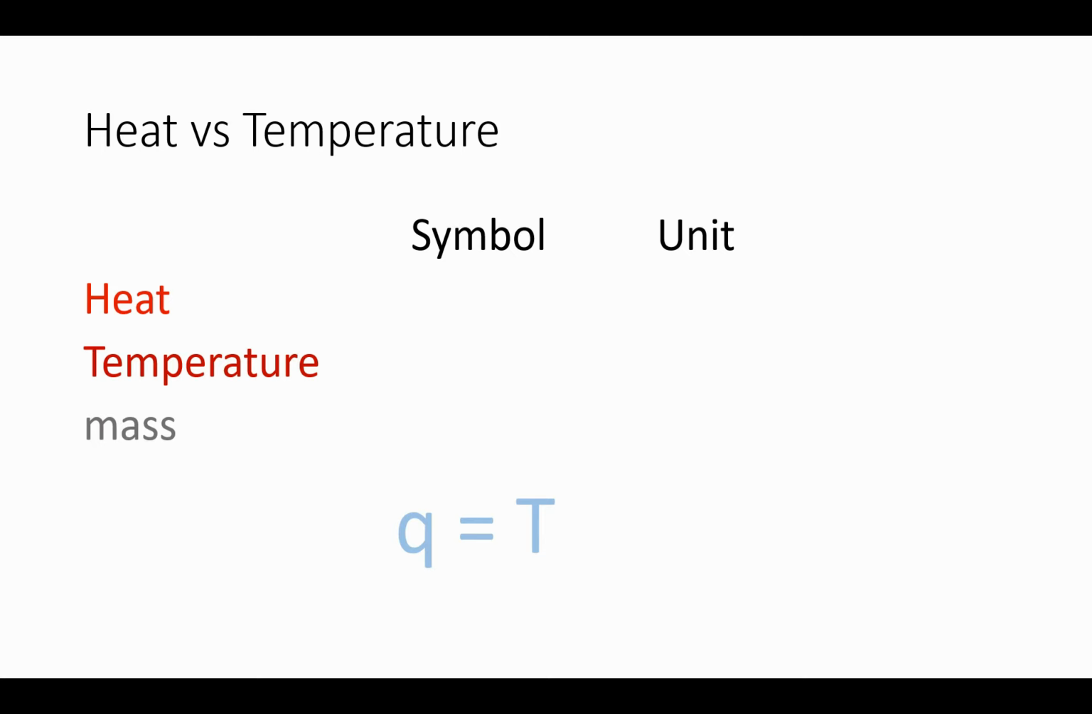Okay, let's see if you got them right. So the symbol for heat is Q, oddly enough. You might wonder why they didn't use H. That'll show up a little bit later in the course. And the unit is the joule.